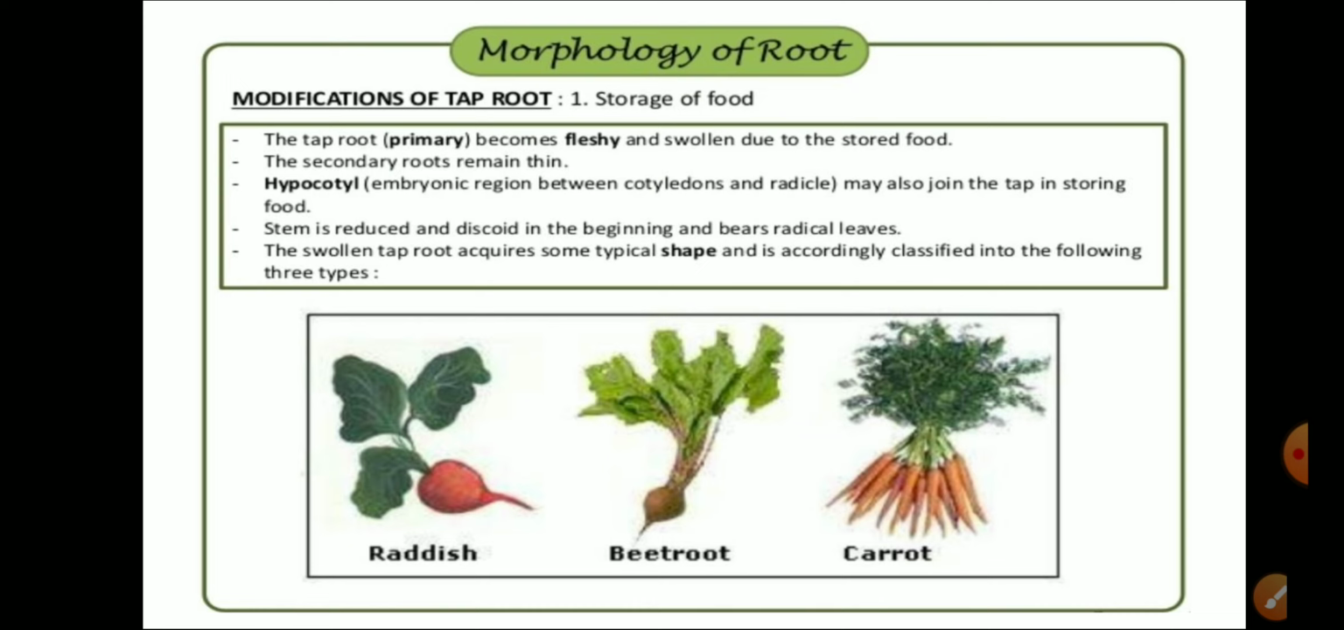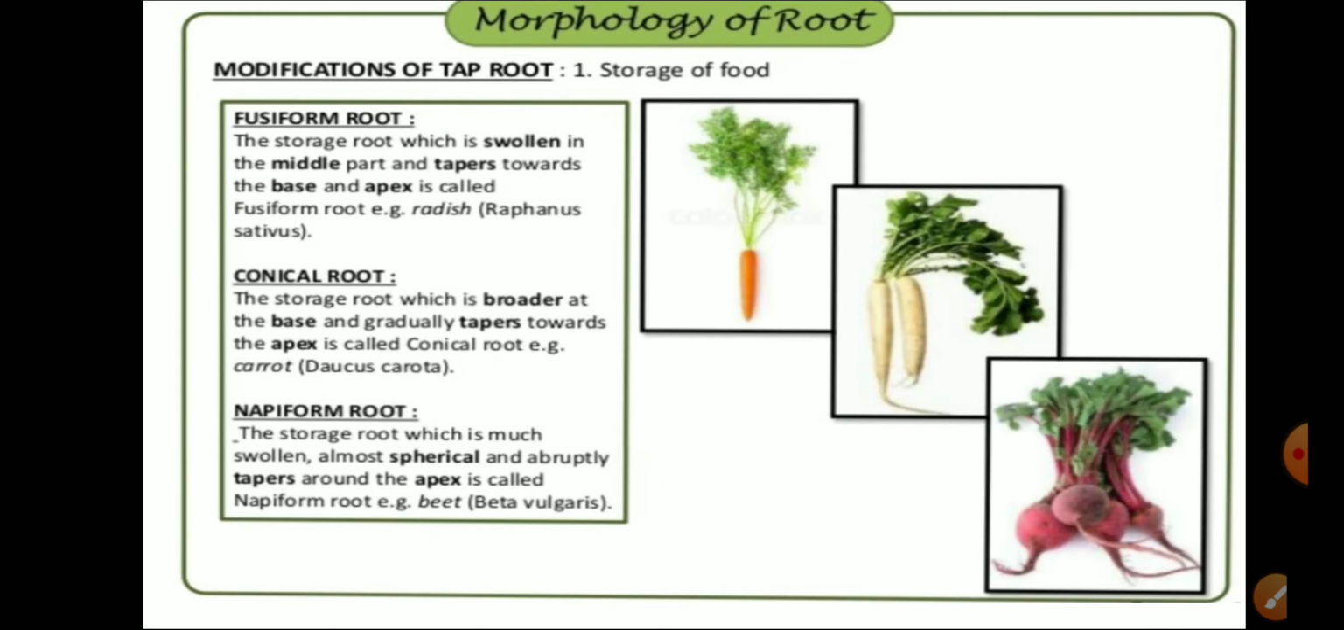Modifications of taproot. When some roots act as storage of food, the examples are radish, beetroot, carrot. These are the examples of taproot. Then we have different types of roots as storage food: fusiform roots, conical roots, napiform roots. The very first example is radish, when the stored root is swollen in the middle and tapers at the base and the apex. When the stored root is broader at the base and gradually tapers toward the apex, then that is conical.